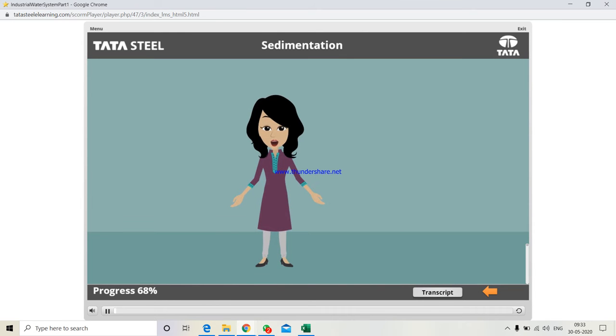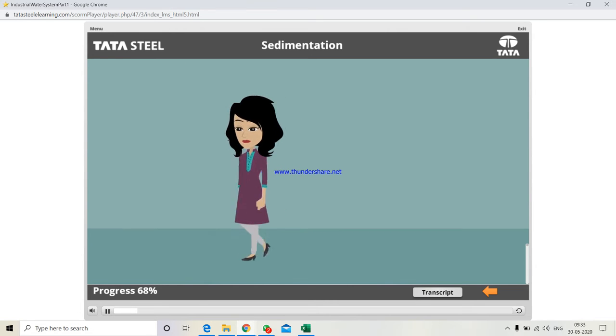We all know that sedimentation is the process of settling or being deposited as sediment, but that is not enough. To know more, let's meet Mr. Ashok, who will be telling us about sedimentation in more detail.